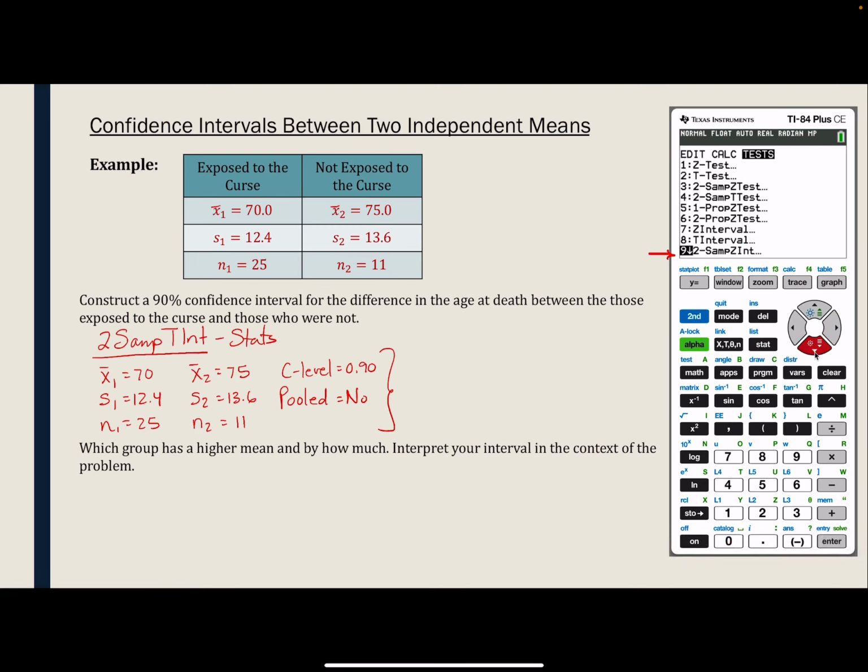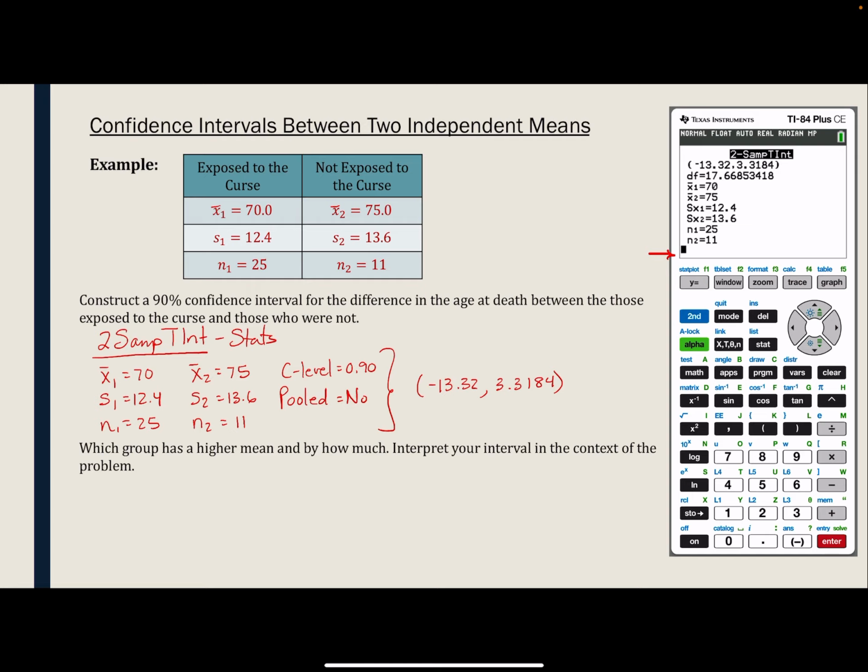So again, it's way down at the bottom. We're entering in all the information and hitting calculate. And we have a confidence interval of negative 13.32 to 3.3184. Notice that the lower bound is negative and the upper bound is positive, which means that this interval contains 0, just like our last interval did.